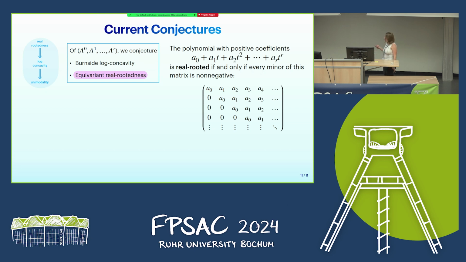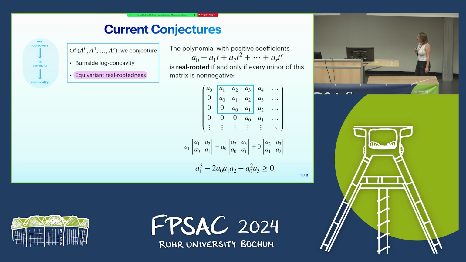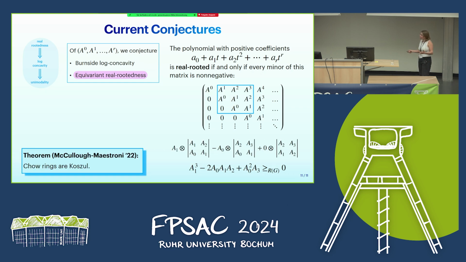Of course, I'm working not just with coefficients. I can categorify it. Okay, here's an example of such a minor, right? I can categorify these things to be representations, right? So I can have an infinite matrix of representations, and showing that something is real rooted would involve showing that a matrix like this is positive, right, has a positive determinant.